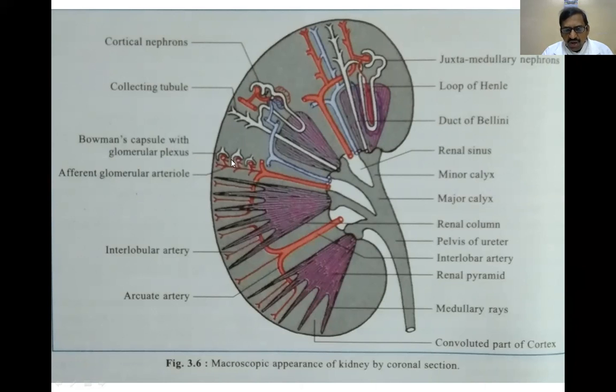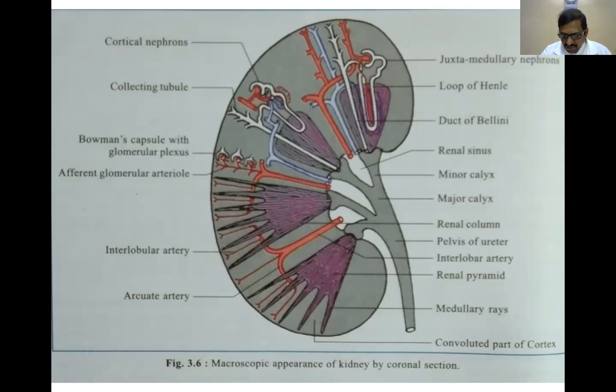From this interlobular artery there is the afferent arteriole, which goes to the glomerulus and is meant for filtration. This is the arrangement of the blood vessels within the substance of the kidney. In this arrangement there are different levels. First is the renal artery, which is a branch of the abdominal aorta.